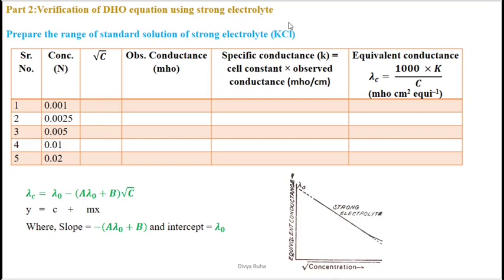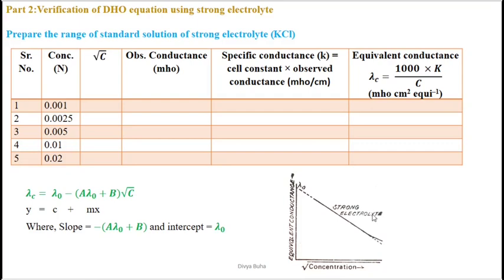As I told you, we have taken KCl as the strong electrolyte over here. First of all, you have to prepare a range of standard solutions of the strong electrolyte, that is KCl, starting from 0.001, 0.0025 and up till 0.02.